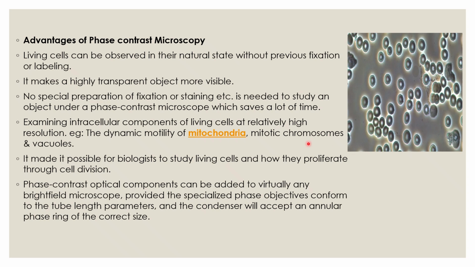You can also know how living cells proliferate through cell division. Apart from that, bright field microscopy also can be converted into phase contrast microscopy by adding the components. As I told, there are two extra components. By adding that, you can convert the bright field into a phase contrast microscope and you can observe them very clearly.